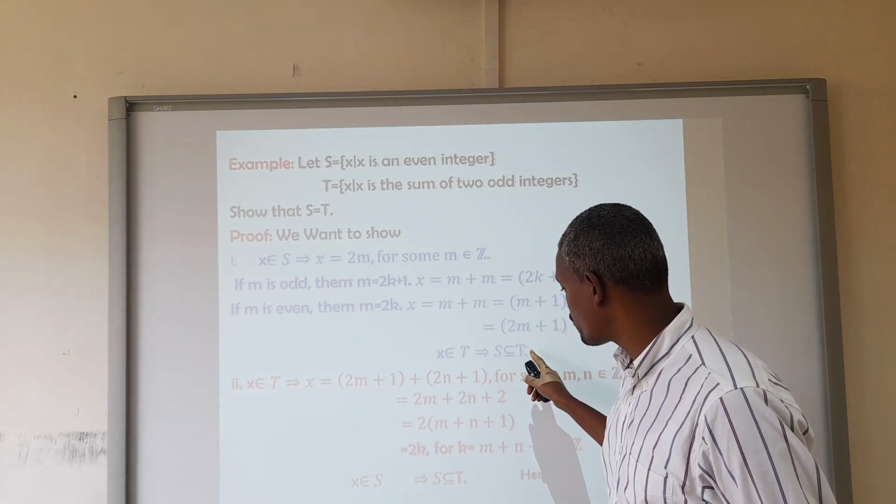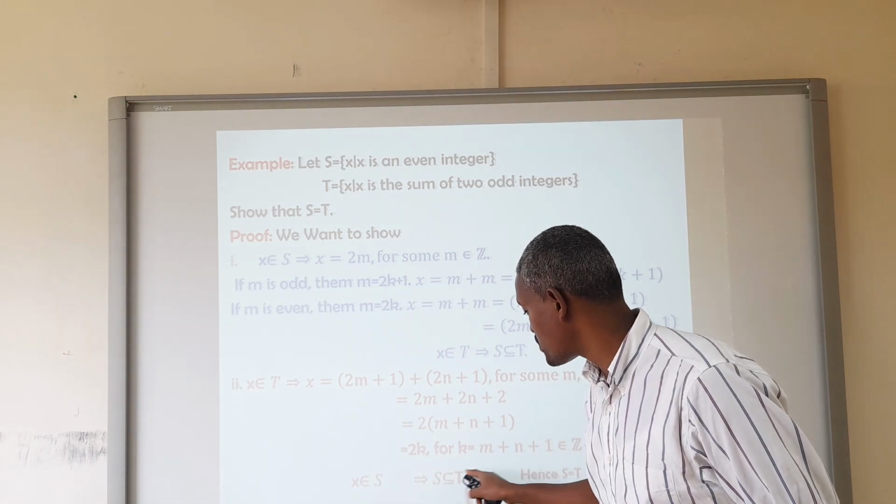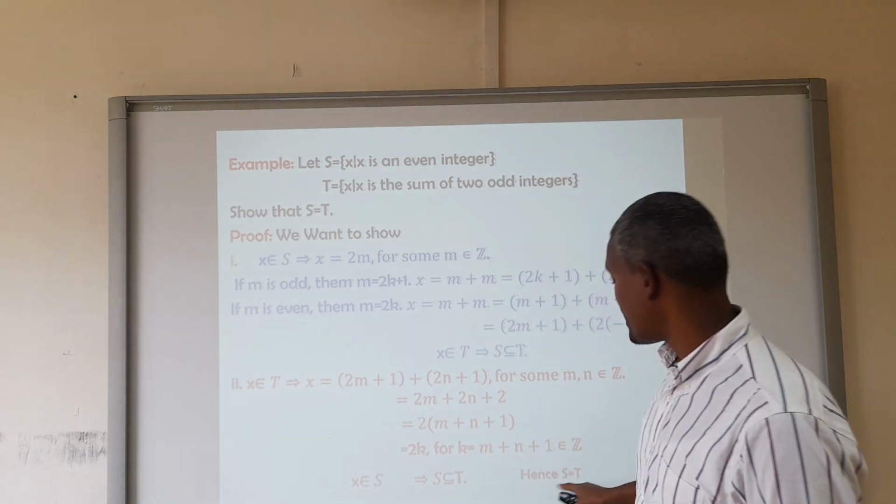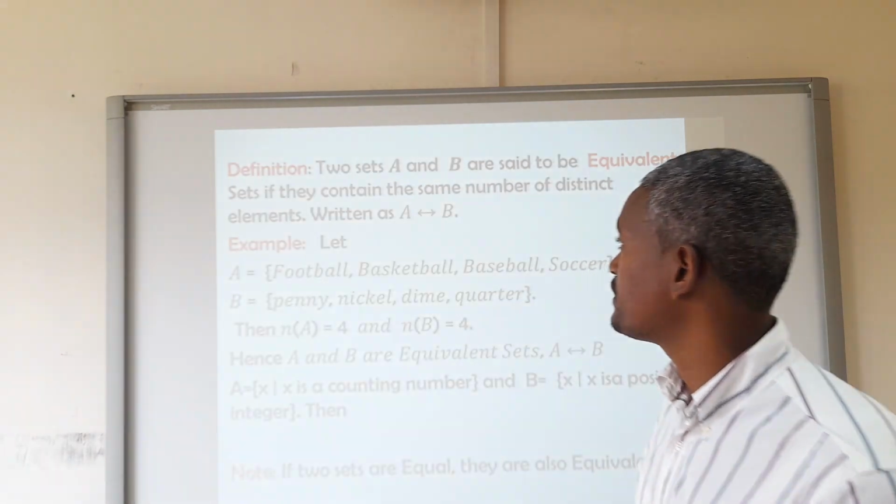So S is a subset of T, and here T is a subset of S. So we can say that S is equal to T.